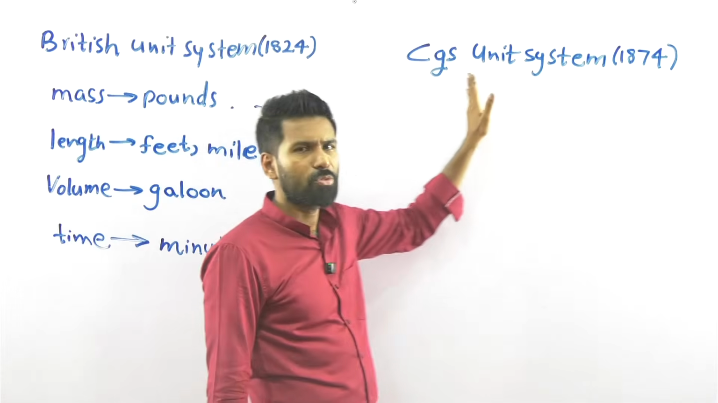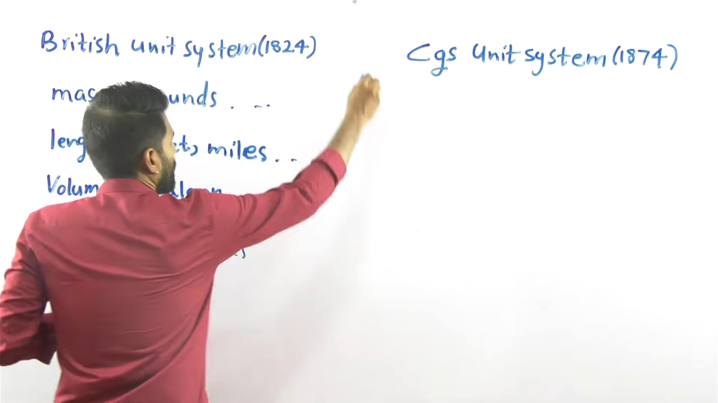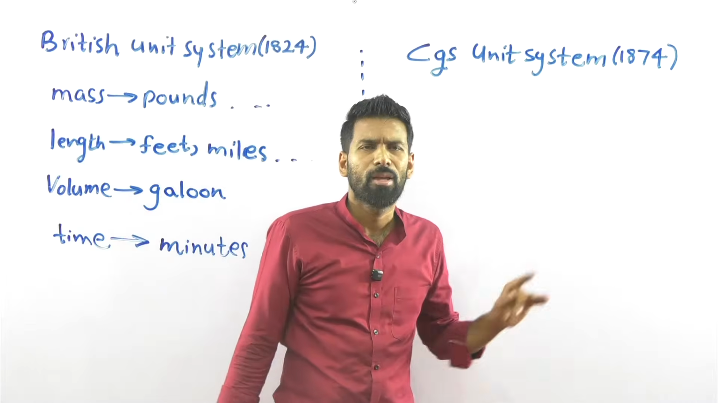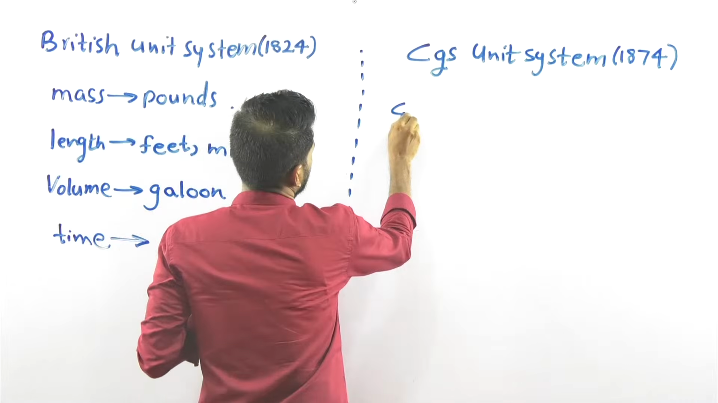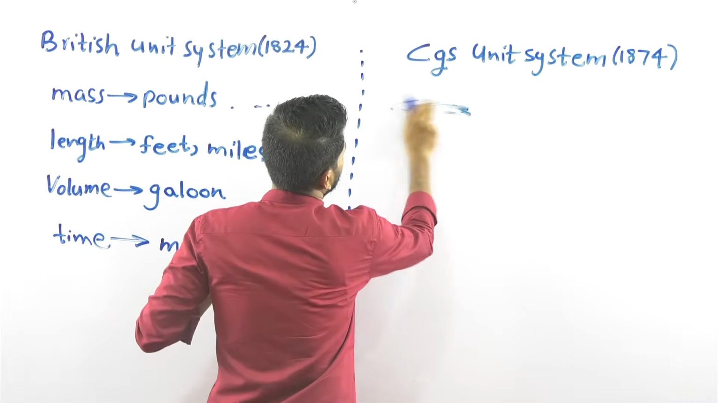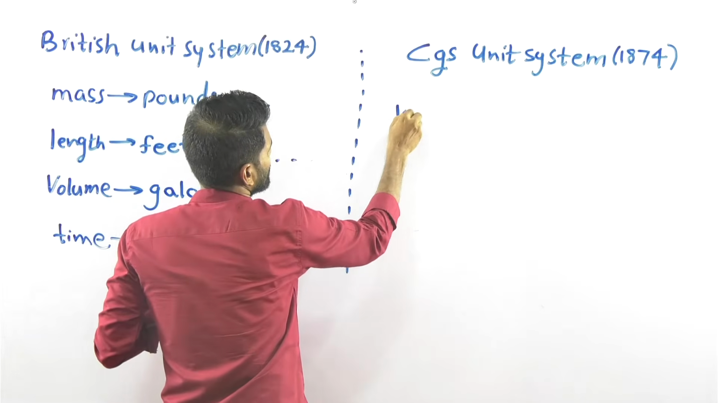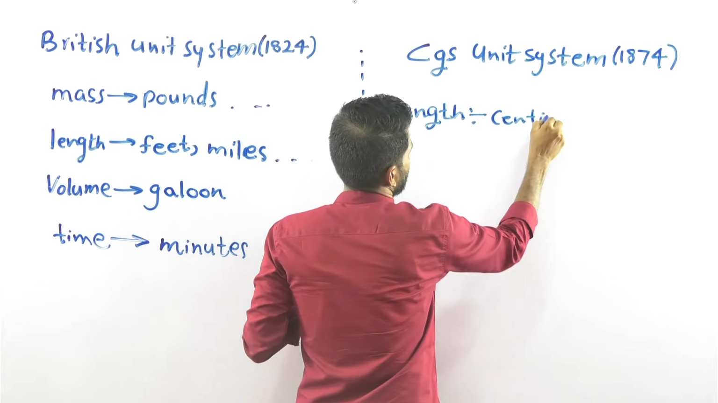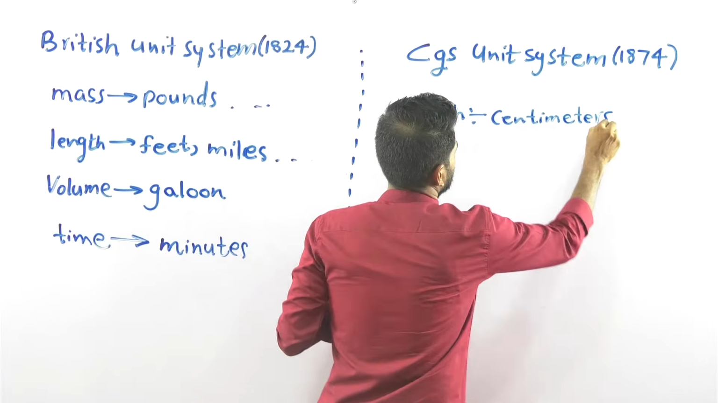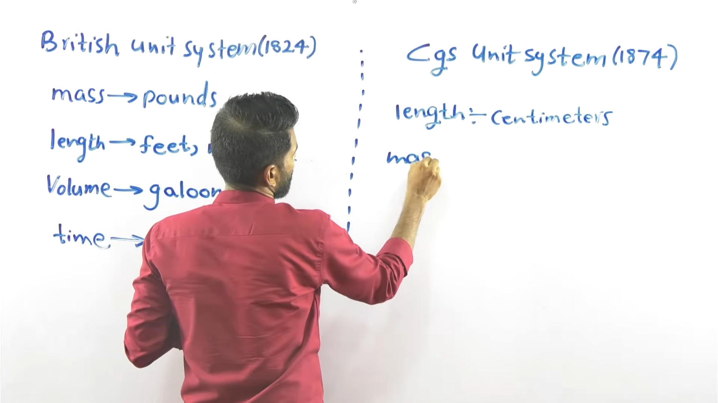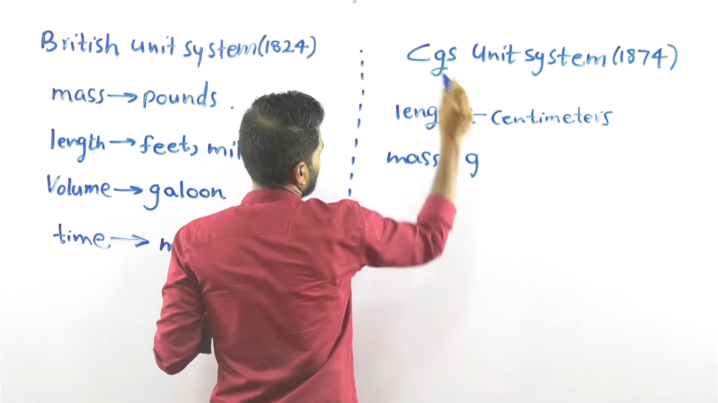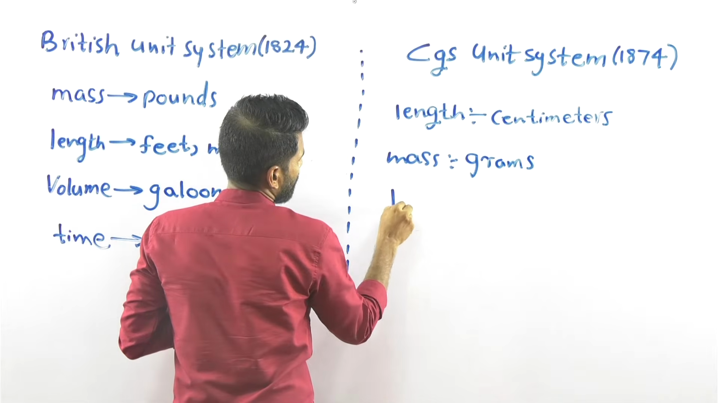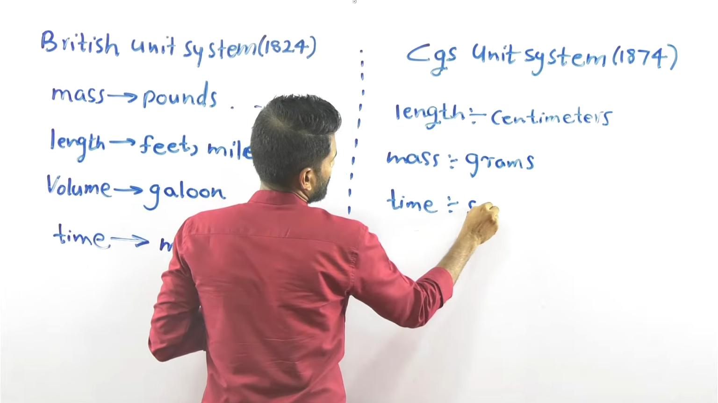Now come to the CGS system. After I point out these things, you can write them. In the CGS system, what is C? C is denoting centimeters, to measure length. To measure mass, grams, G. Then to measure time, seconds.